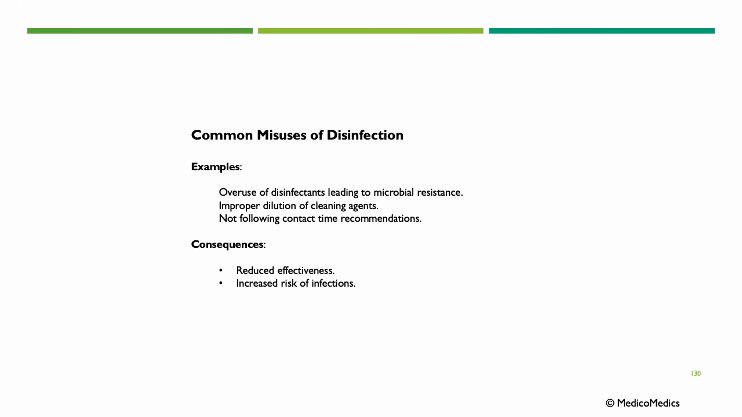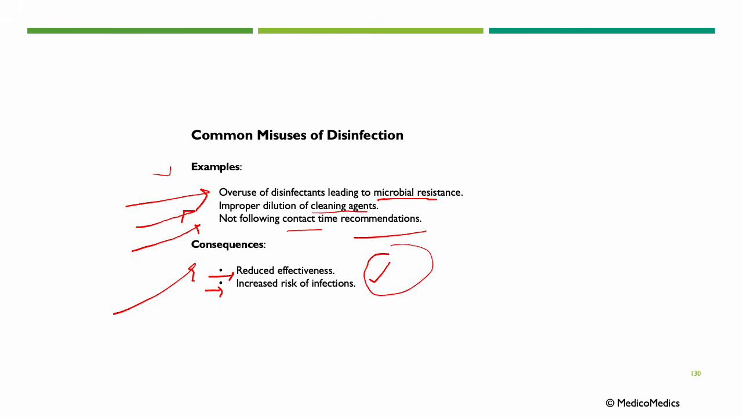Now, common misuses of disinfection. Examples can include overuse of disinfectants leading to microbial resistance, improper dilution of cleaning agents, and not following contact time recommendations. Consequences, well, reduced effectiveness and an increased risk of infections. This sort of makes sense.